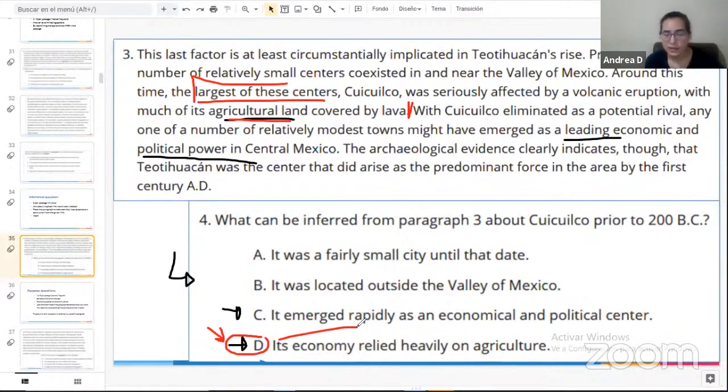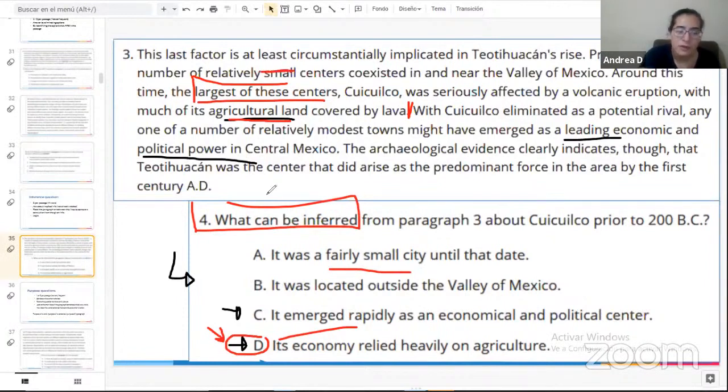Another thing I would say is that most of these questions, whenever you see what can be inferred, are inference questions. They're usually about the main idea of the paragraph, not about the details. So for example, if you have something like it was a fairly small city, or it was outside the Valley of Mexico, like its location, it's probably not going to be on the details, but on the most important idea.